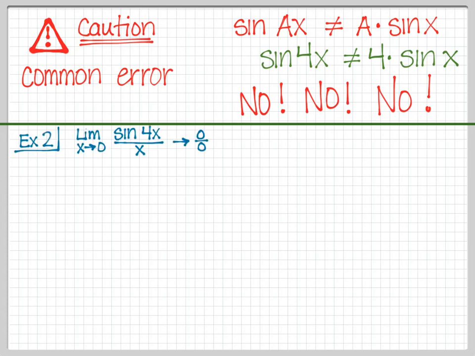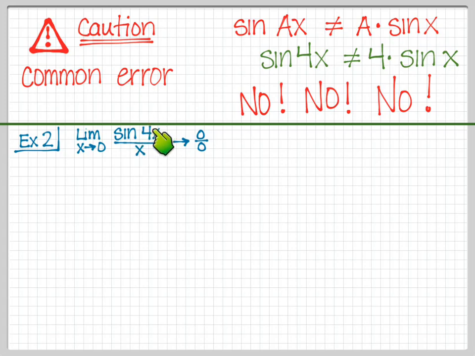We're next ready for our second example, and it follows with what I was talking about in this caution. We have sine of 4x over x. We plugged in the 0, and we got our indeterminate form of 0 over 0. So what can we do? If only this angle, which we see as 4x, were the same as this denominator, if that said 4x.